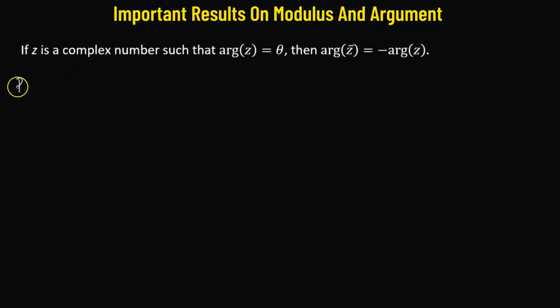So here we will consider our complex number z to be given by, let's say, r times cosine theta plus i times sine theta. So what we're doing, we're considering the polar form of the complex number. So let's label this as equation number 1.